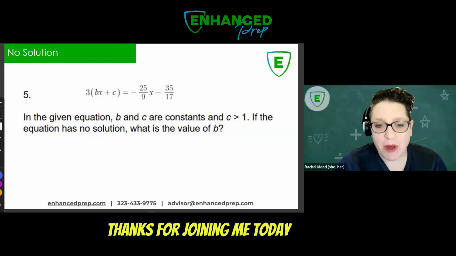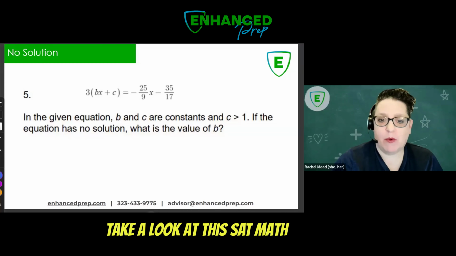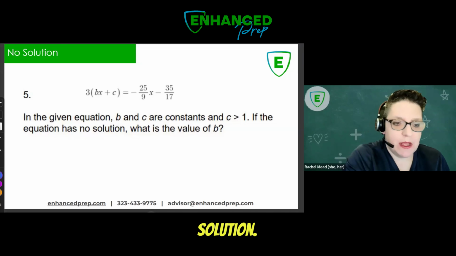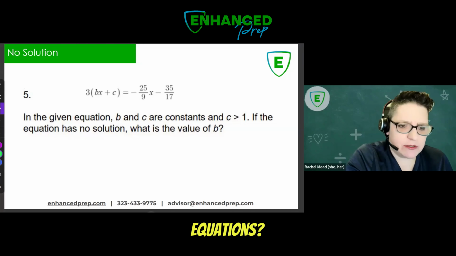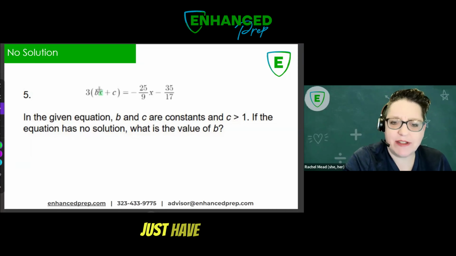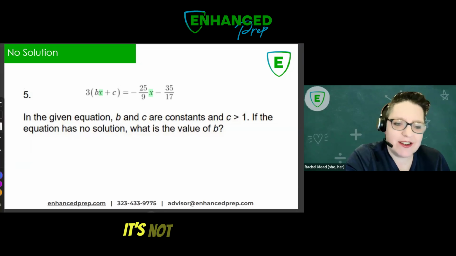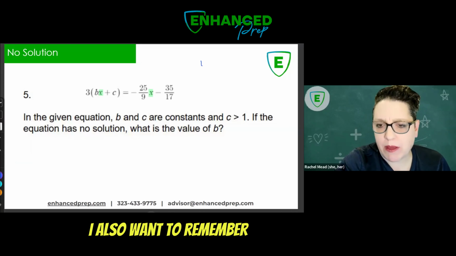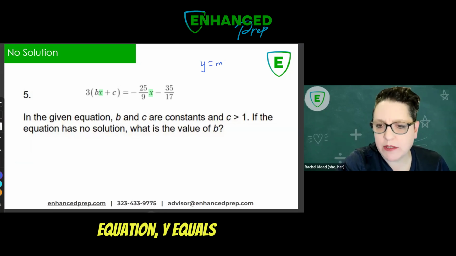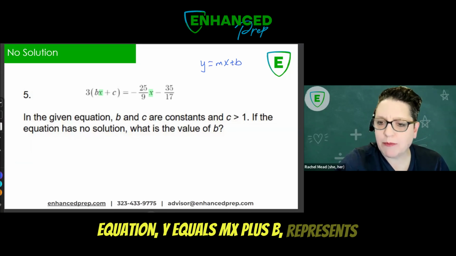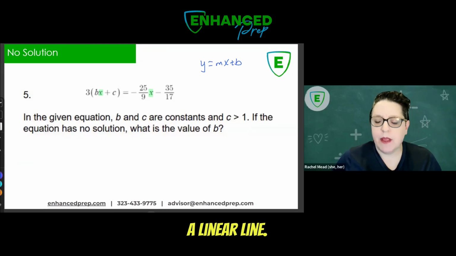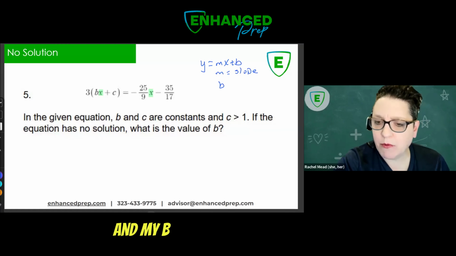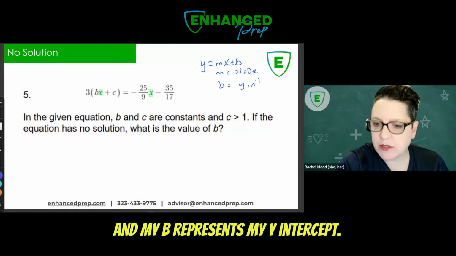Thanks for joining me today while we take a look at this SAT math question that deals with linear equations and no solution. Now, how do I know these are linear equations? Well, the first thing I see is that I just have a single x, right? It's not to a power, so it's not a quadratic. I also want to remember that my standard equation, y equals mx plus b, represents a linear line. And I know that my m is equal to my slope, and my b represents my y-intercept.